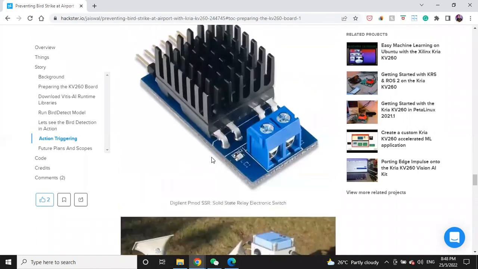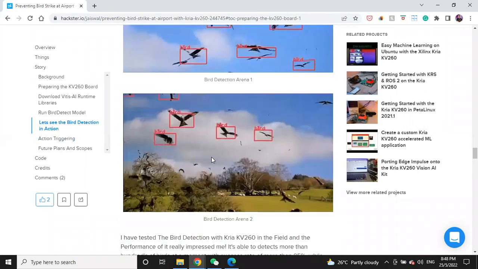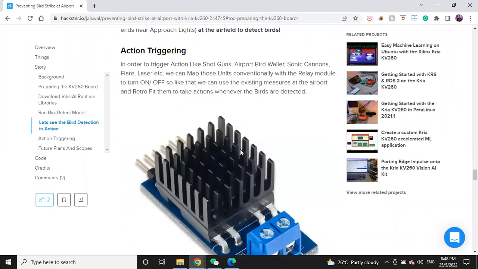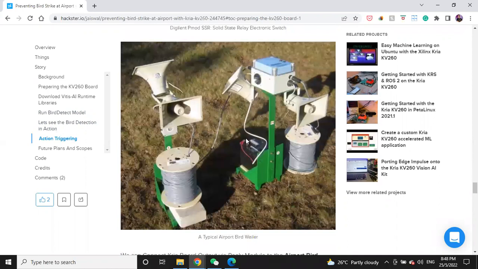Nice. I think this is a really interesting project. Initially I thought it was just detecting the bird. Correct, sir. This photo is behind my backyard. I tested.